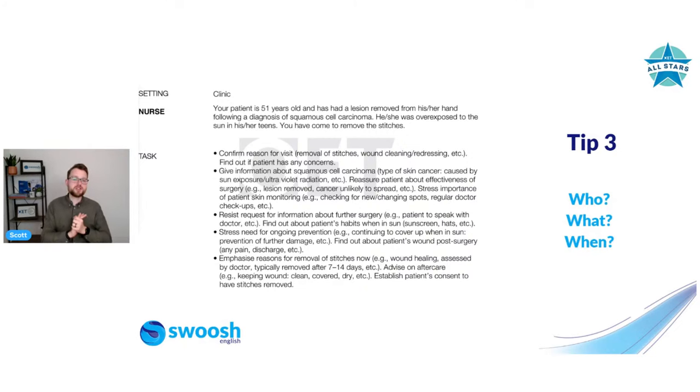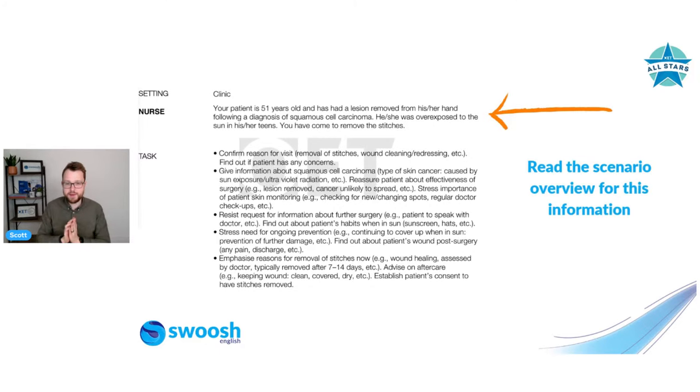So make sure you ask yourself these questions and scan the role play card to answer them. As mentioned, what we can do to find out very quickly is most of the information for those three questions will come in the scenario overview. The scenario overview is this little overview paragraph here that comes below setting and above the task card. So make sure you look at this little section here to find that information.